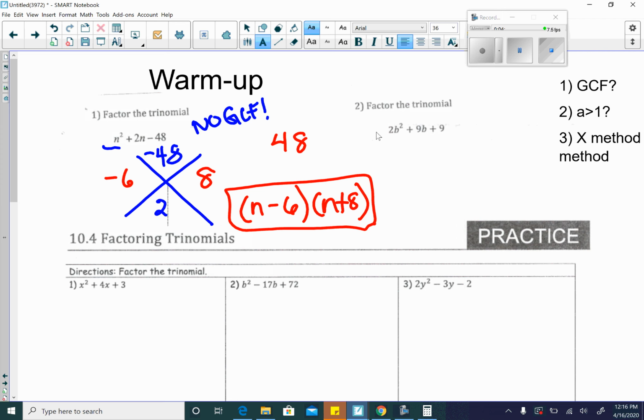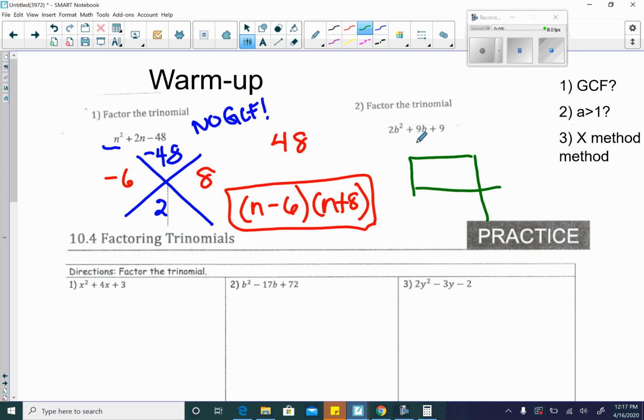I can't divide all these by 2, and I definitely can't divide it by 9. So a is greater than 1, which means I have to use one of my box methods. Another thing I got from most of you was that you prefer box method 1, so I'm really going to be focusing on that this review. Now, you may use box method 2 if you want to, but I'm going to use box method 1 most of the time while showing you this.